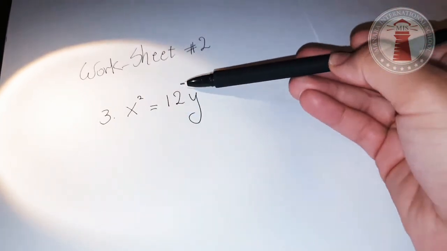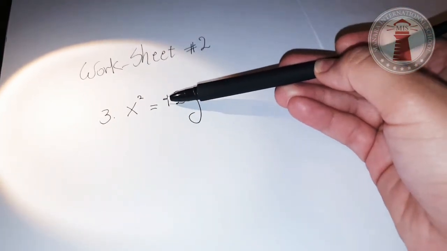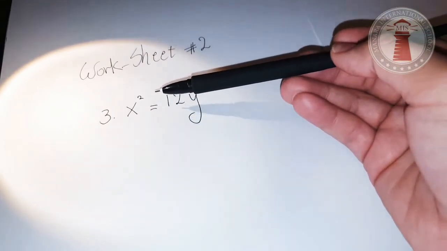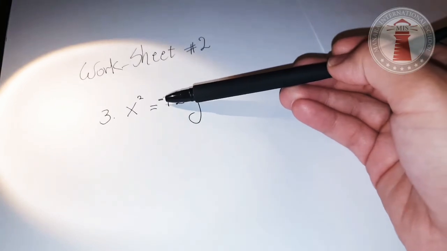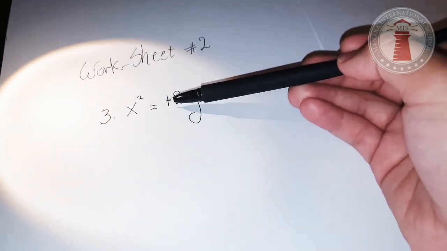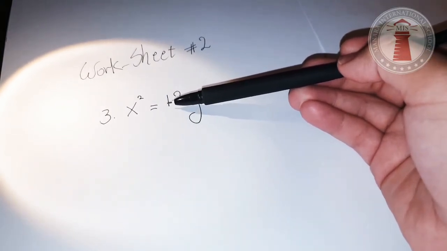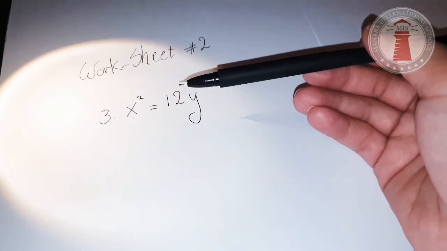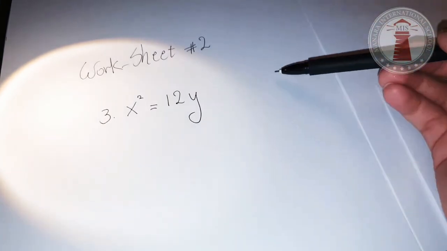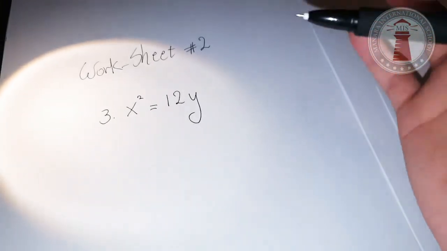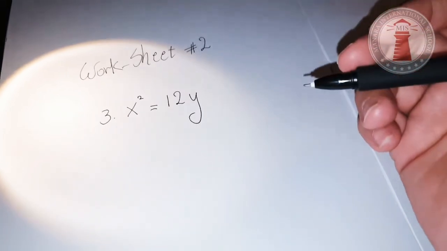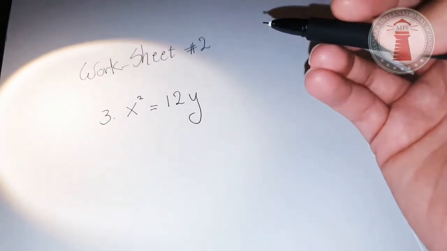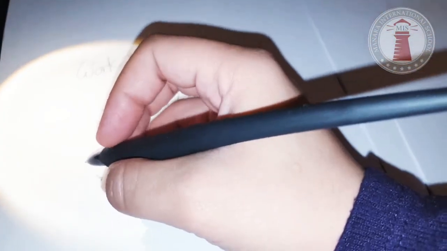Another thing, the factor multiplied by y has a plus sign, which means it's a positive vertical parabola, which means it looks up. Anyway, let's start with the parameters, and then we'll see how this actually works. First, let's write down what we're going to find here.